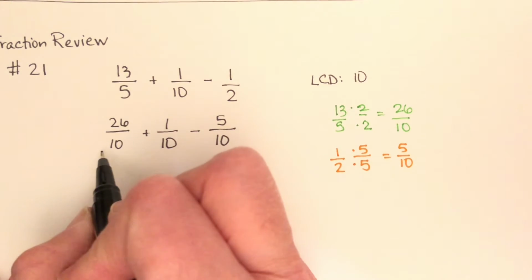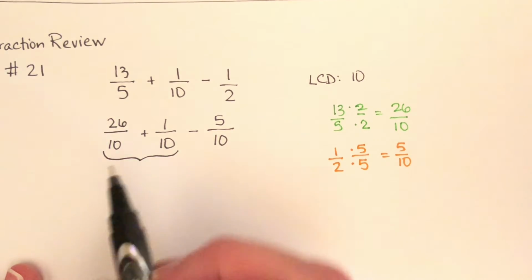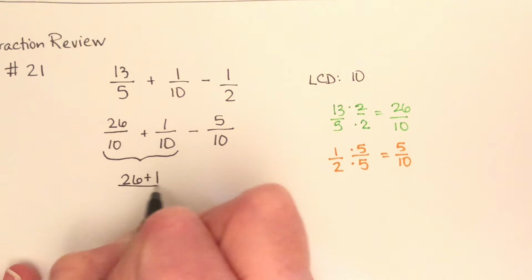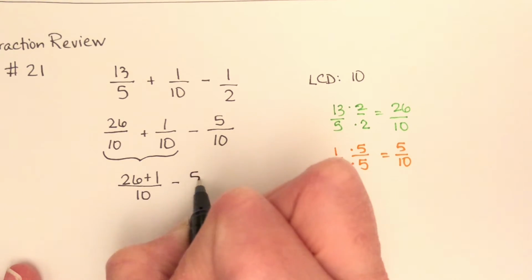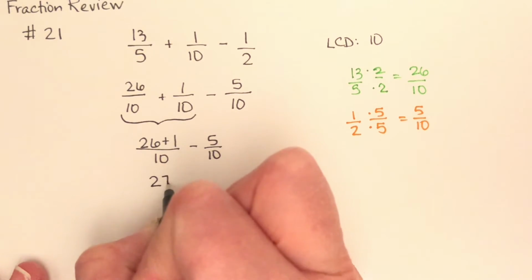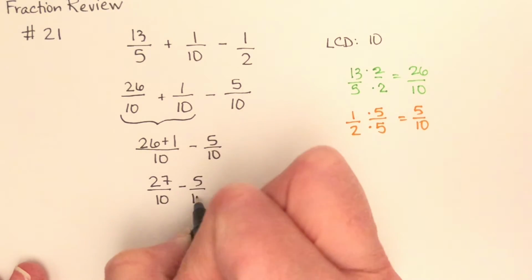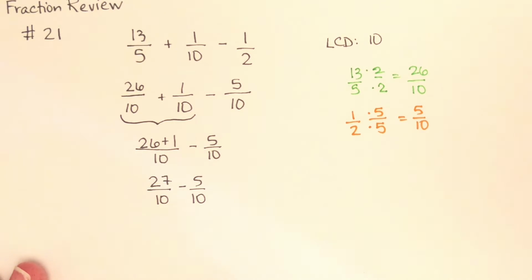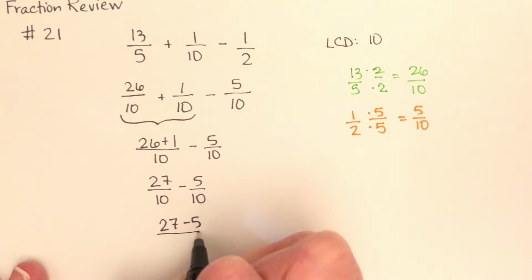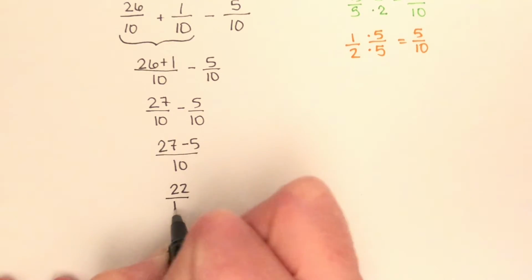Now, I can go ahead and add these two together, or I could do it all in one step. I'm going to go ahead and break it up this time. This means 26 plus 1. Again, I'm writing out steps here that you will probably be able to skip. Okay, so this is 27 over 10 minus 5 over 10. Now, subtract across the top, 27 minus 5 over 10, and this will give me 22 over 10.